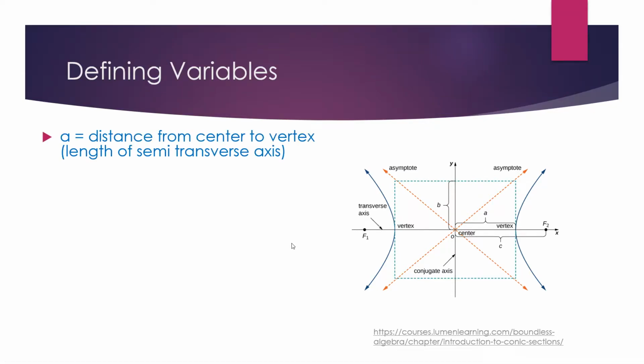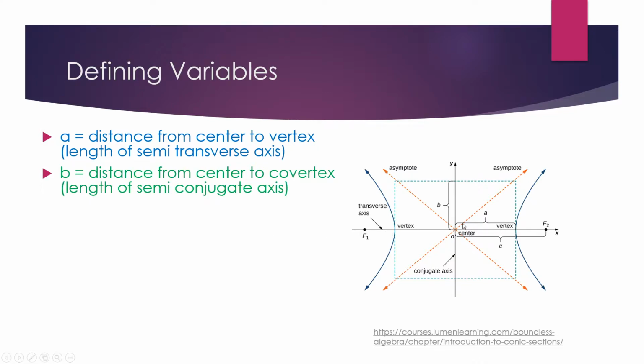For a hyperbola, a is the distance from the center to a vertex. This is also the length of the semi-transverse axis. b is the distance from the center to a co-vertex, or the length of the semi-conjugate axis. c is the distance from the center to a focus. The equation that relates those three is a squared plus b squared is equal to c squared.